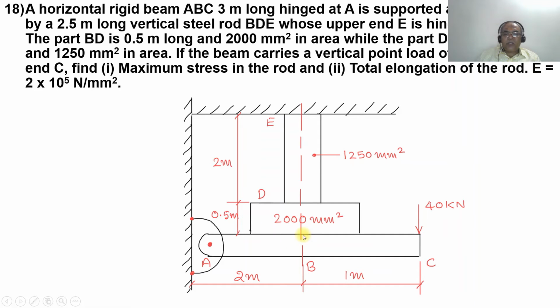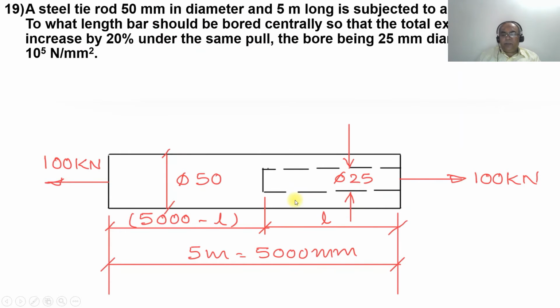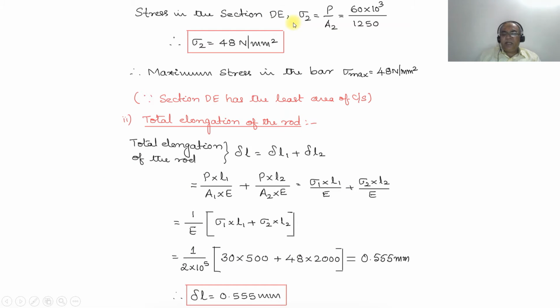Now we need to find out what is the stress in the section BD. The load acting on this cross-sectional area is 60 kilonewton, and since the area of cross-section is 2000 mm square, what is the stress? Stress sigma equals P by A1, which is 60 into 10 to the power of 3 by 2000. So sigma 1 will be equal to 30 Newton per mm square. Then we have stress in the section DE.